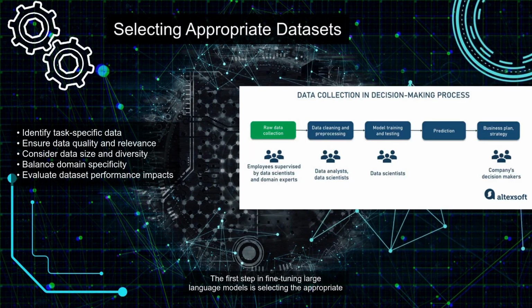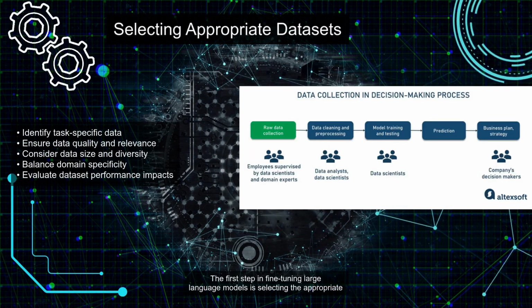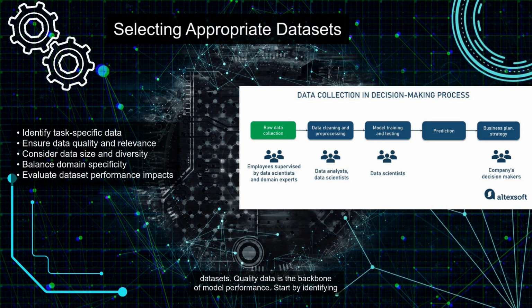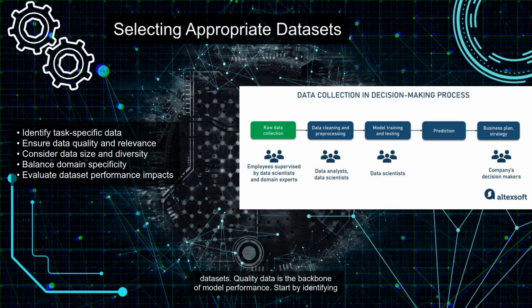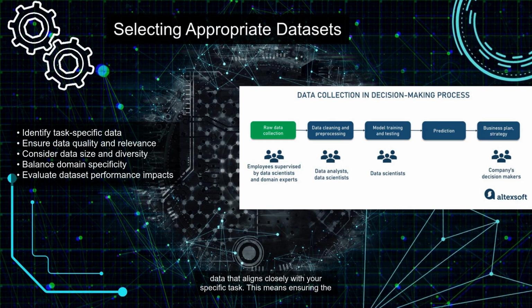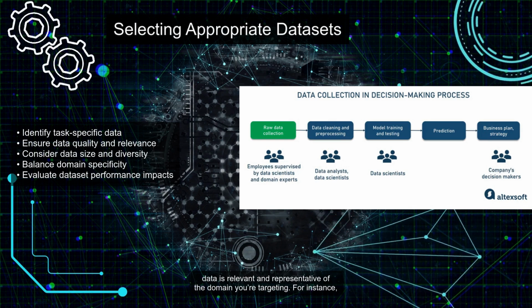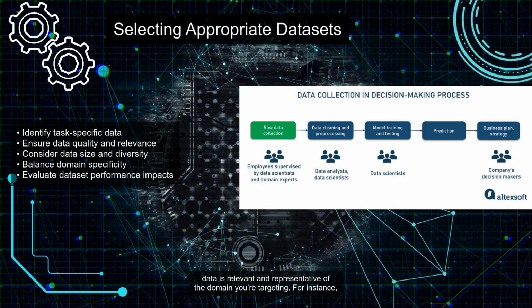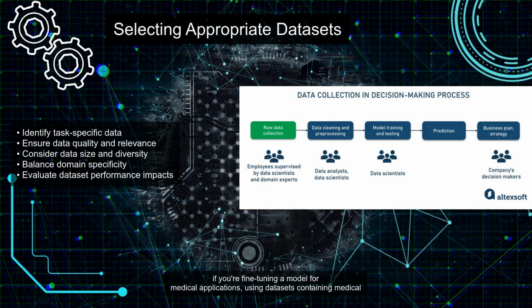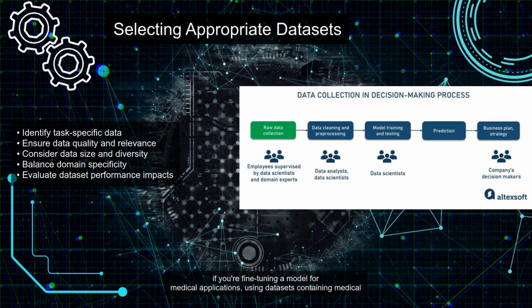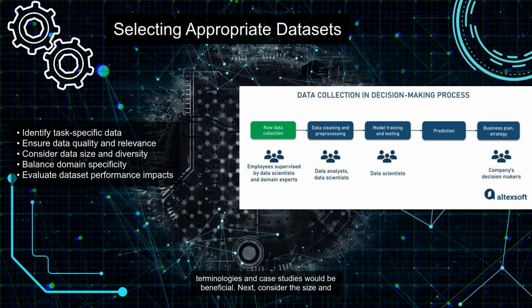The first step in fine-tuning large language models is selecting the appropriate datasets. Quality data is the backbone of model performance. Start by identifying data that aligns closely with your specific task. This means ensuring the data is relevant and representative of the domain you are targeting. For instance, if you're fine-tuning a model for medical applications, using datasets containing medical terminologies and case studies would be beneficial.